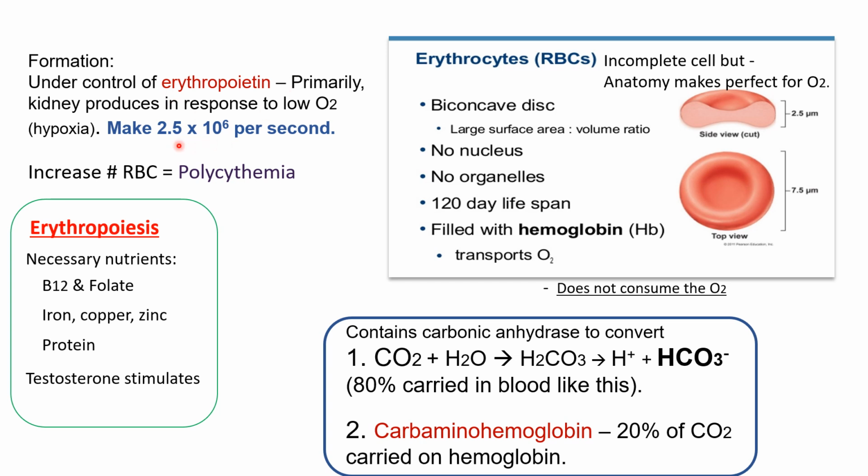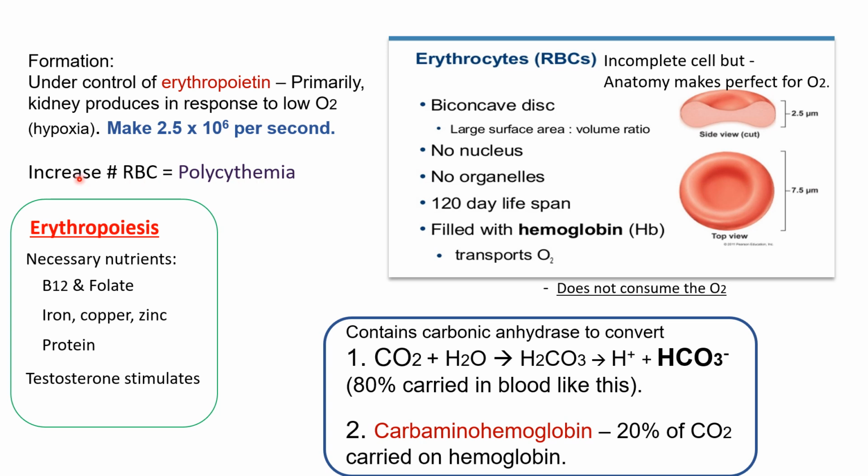We make 2.5 million red blood cells per second. It's pretty amazing. That's one of the reasons why people feel so fatigued and so forth with things like chemotherapy, because chemotherapy actually affects rapidly dividing cells. And guess what a rapidly dividing cell population is? Your bone marrow. All right.